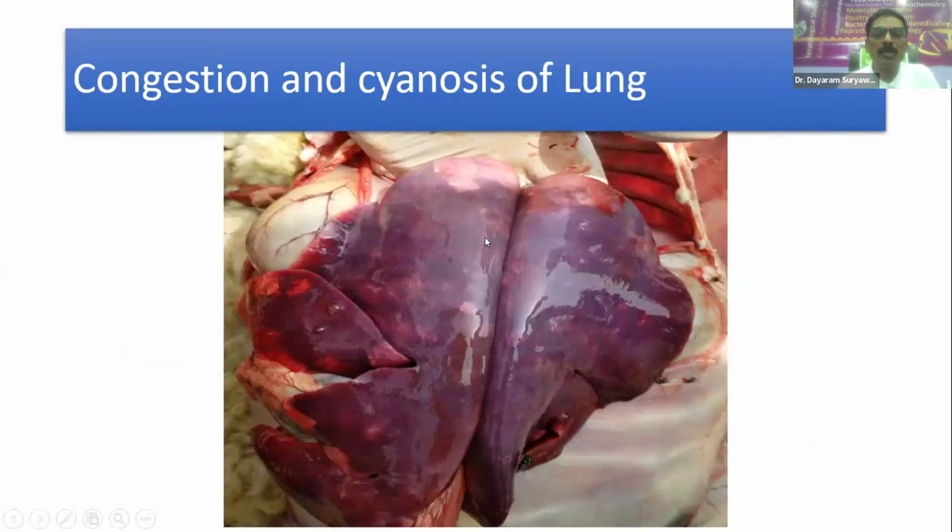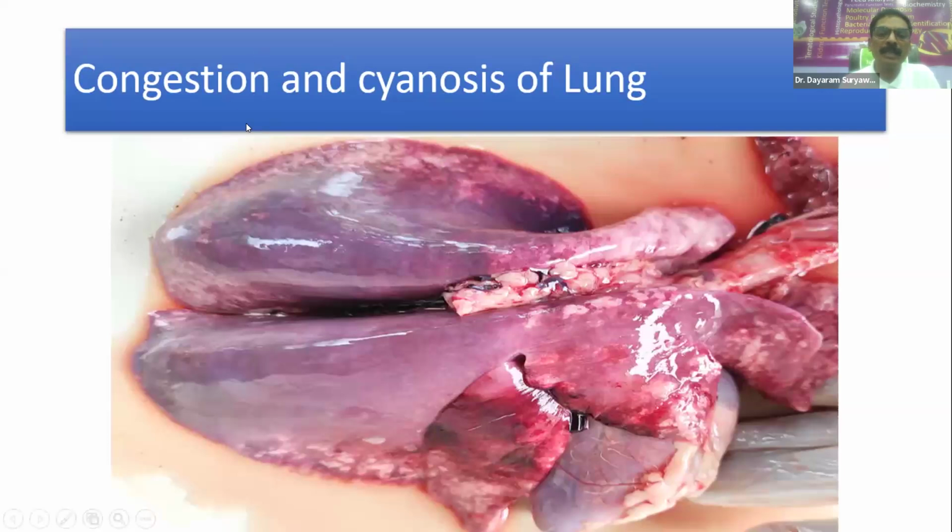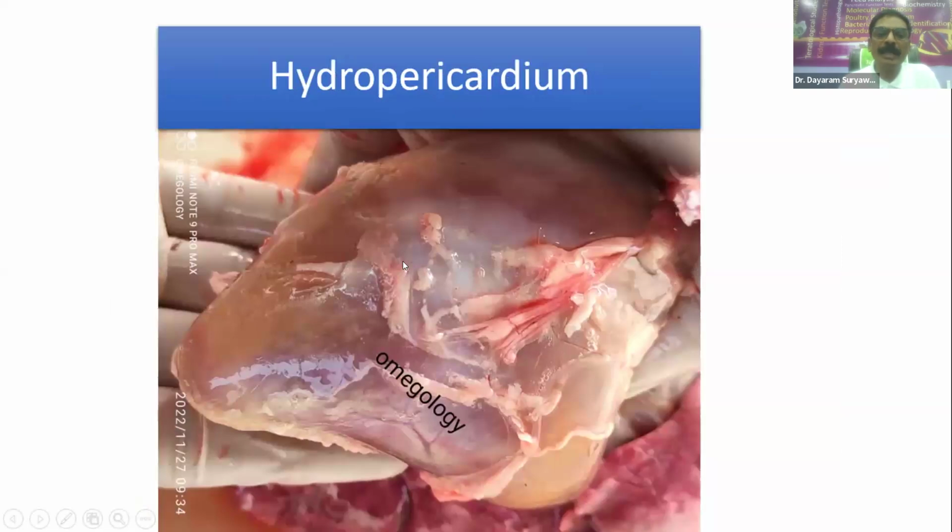Then cyanosis of the lung. There is no consolidation, nothing is there, but the total lung is affected and the whole lung is showing cyanotic changes. Here also we can see cyanotic changes throughout the lung tissues. Then the pericardium has an excess of pericardial fluid. If you see carefully, the heart is present somewhere over here, but the pericardial sac has an excess of clear fluid. No flakes, nothing is there in case of Bluetongue. Only the presence of clear serous or watery fluid in the pericardial sac.